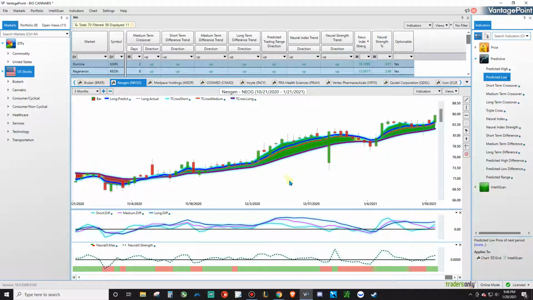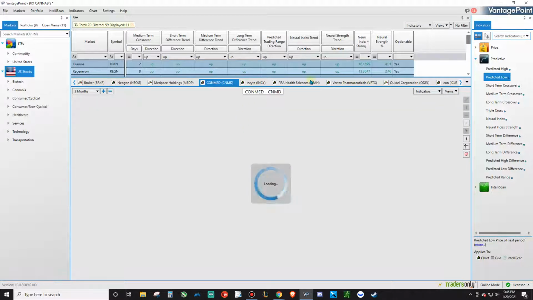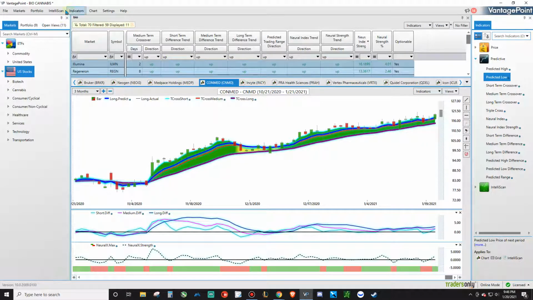So here's a decent one. Don't really like it because of this, but Medspace, not a big fan of that. Anyways, so on and so forth. Really cool. So you can do that with any of them.